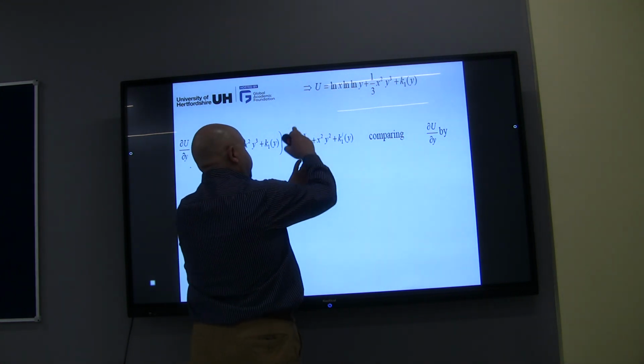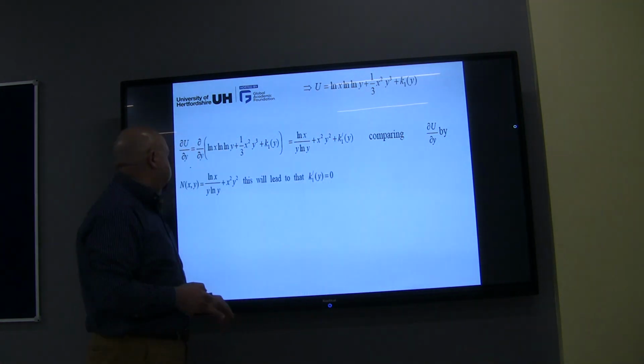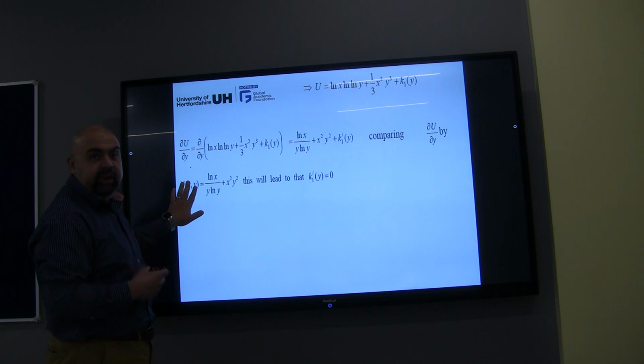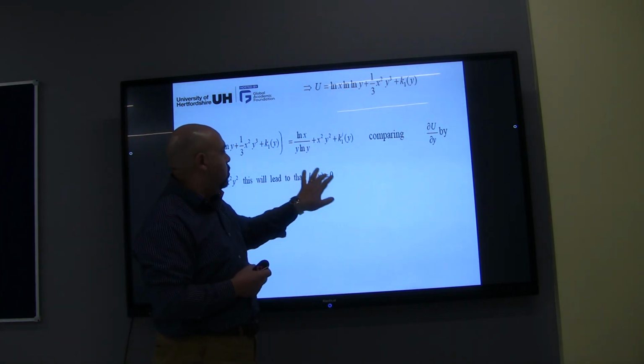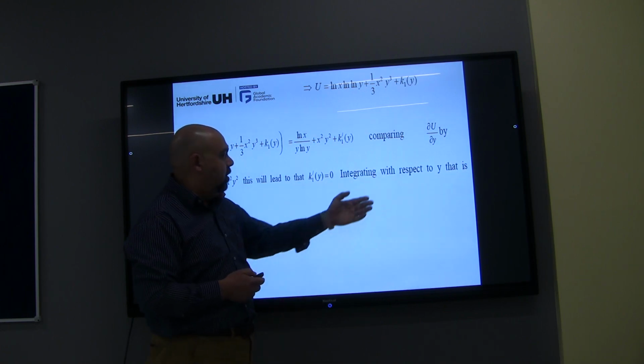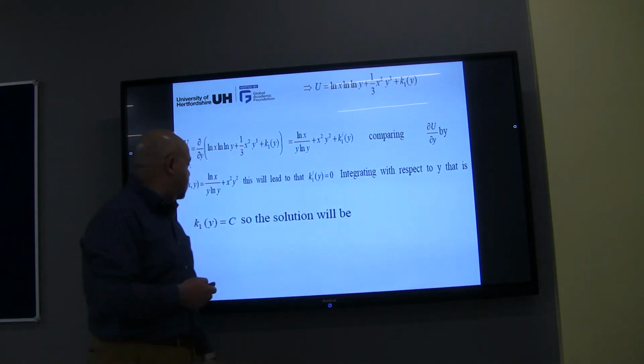I will have to compare this part with the n part. This is the n part that I neglected in our integration. They are all the same. K dash y equals 0. That's the ky will equal to a constant.